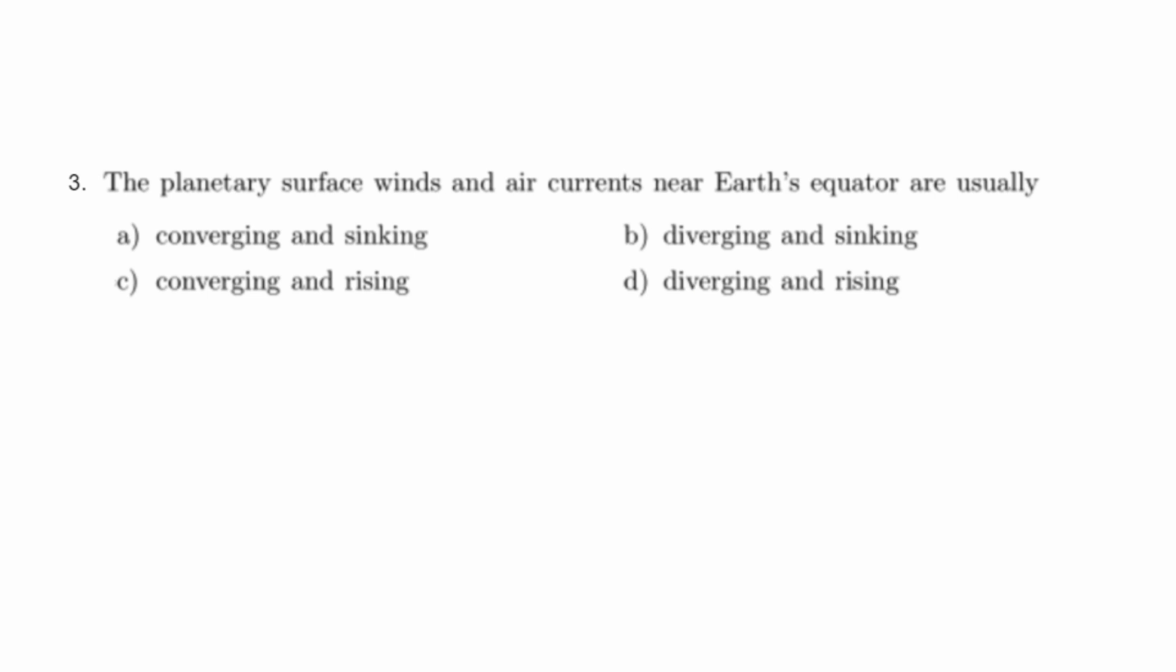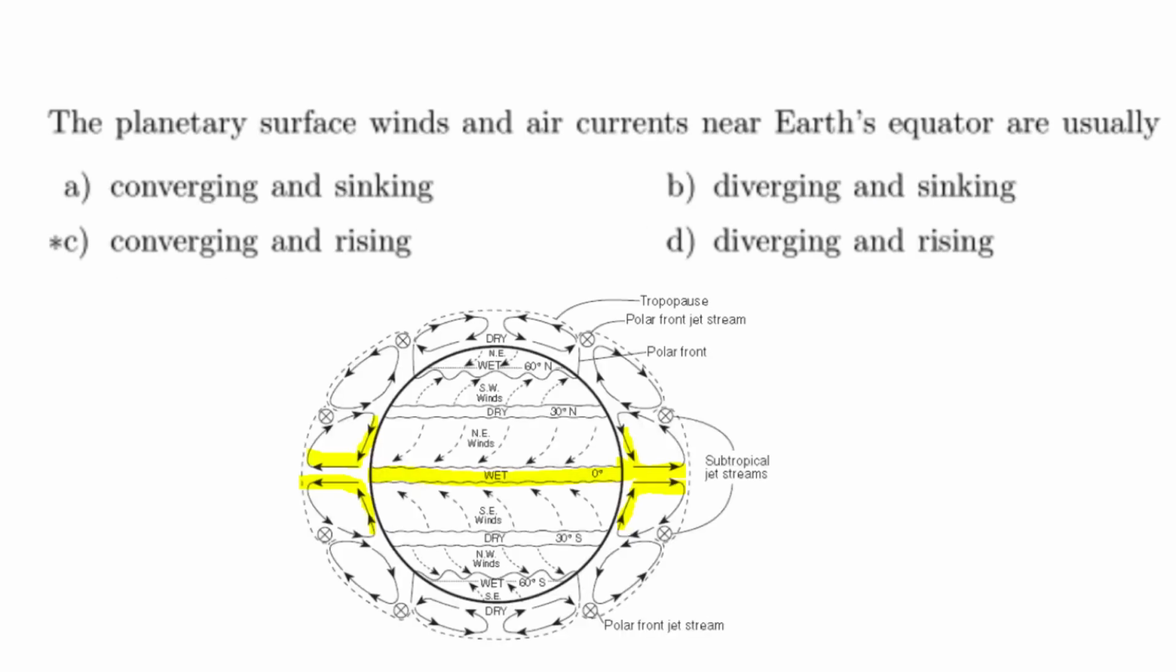Pause this video, try number 3. The planetary surface winds and air currents near Earth's equator are usually... The correct answer is C, converging and rising. If you look at the equator, 0 degrees, in those areas in our atmosphere, the air is actually rising because there's low pressure there. That's why it's wet. And then it's coming back down and then coming back towards the low pressure area near the surface. Okay? And causing these convection currents.